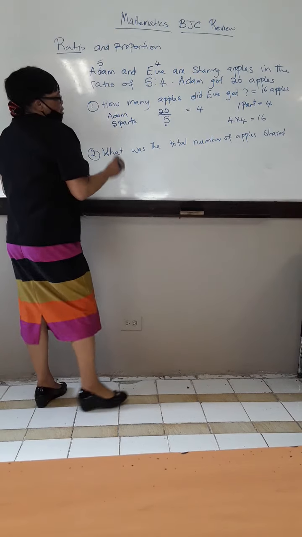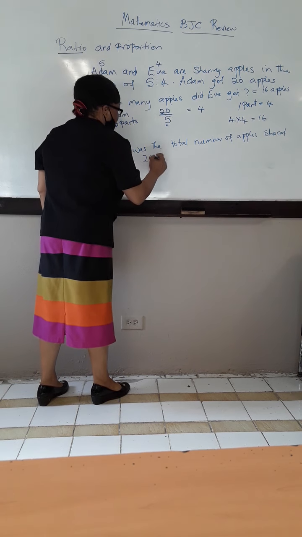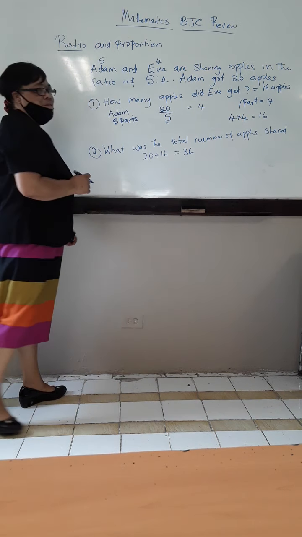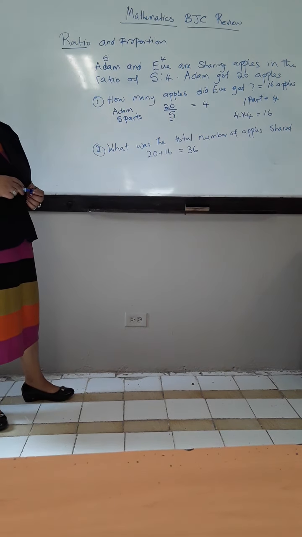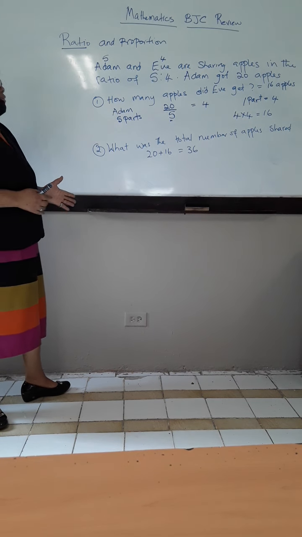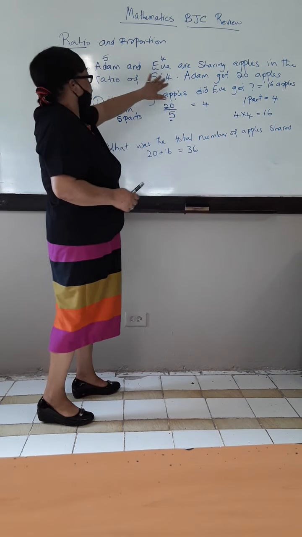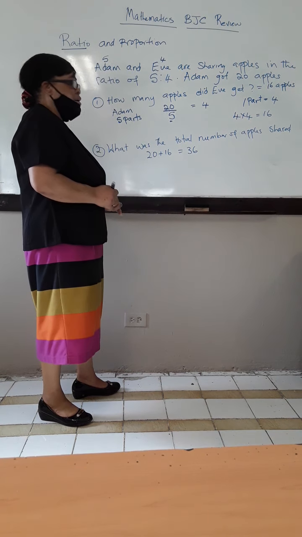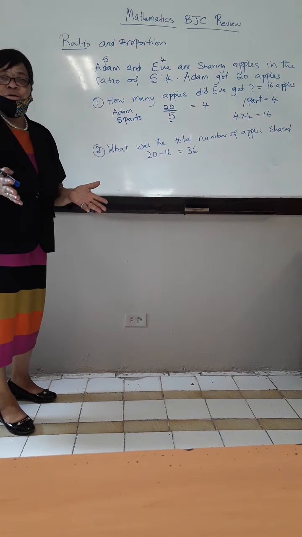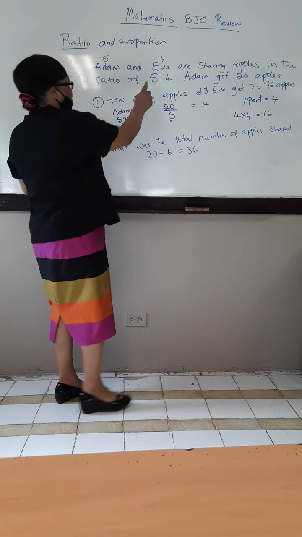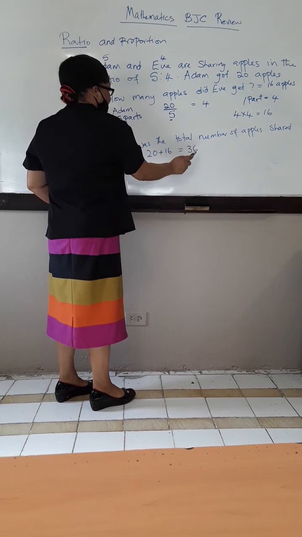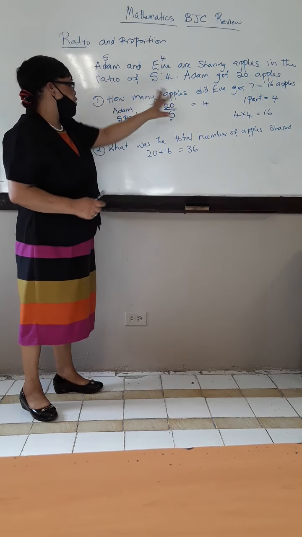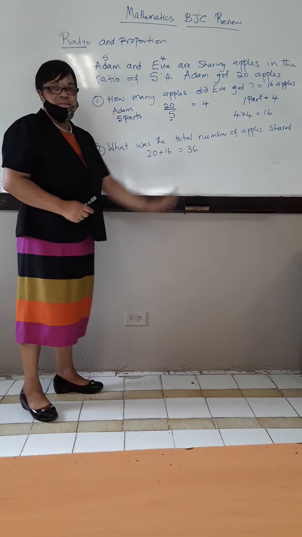And to get the total number, that's easy. Adam got 20 and Eve got 16, and so my total amount is 36. 20 plus 16 is 36. And I can test this if I go 5 to 4, 5 plus 4 is 9. 36 divided by 9 is going to give me 4, right? So same thing here. 5 plus 4, that's 9. 36 divided by 9, that's 4. 5 times 4 is 20. 4 times 4 is 16.